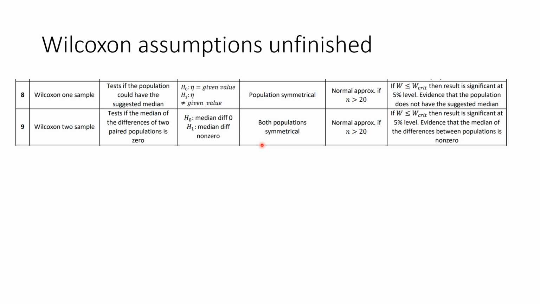For our assumptions, both the population distributions, or if it's a one sample, the one population distribution, is symmetrical. You can normally approximate if the sample size is greater than 20. And to reject our hypothesis, our calculated statistical value has to be less than or equal to the critical value. So normally we're used to getting, let's say, z greater than 1.64 to reject H0. But in this test, we want to get a statistical value less than our critical value to reject it.